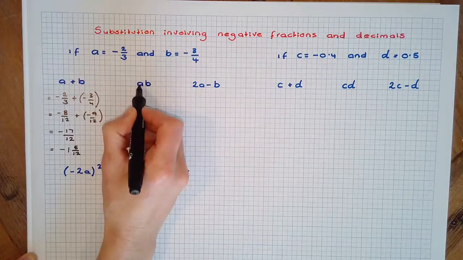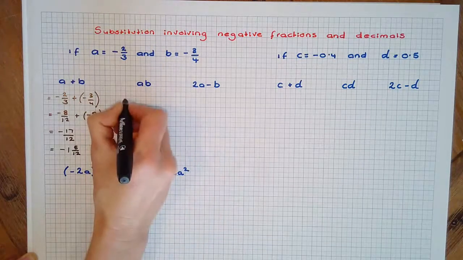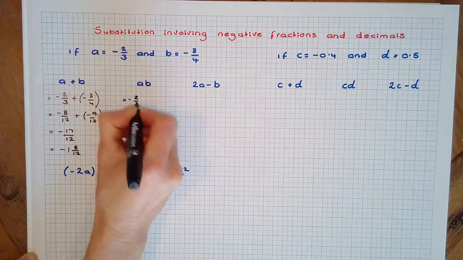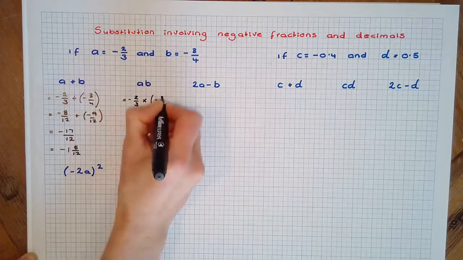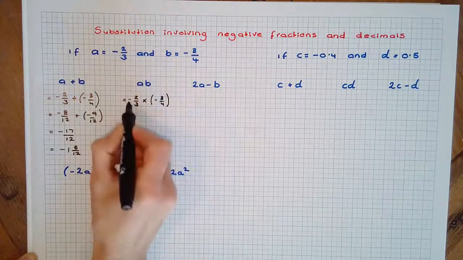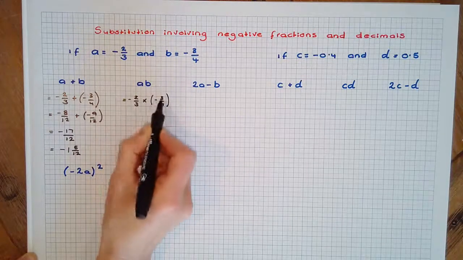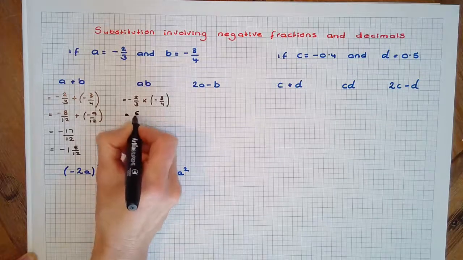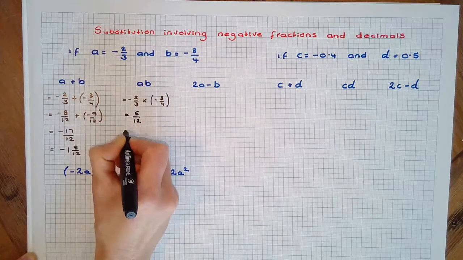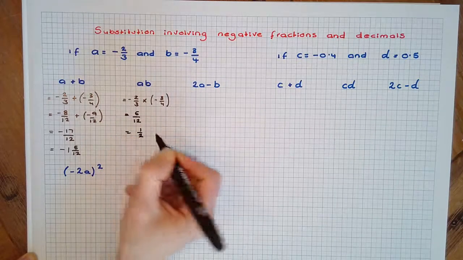Let's now find ab. Recall that this means a times b in algebra. That is negative 2/3 times negative 3/4. A negative times a negative is a positive. Here I won't bother cancelling. 2 times 3, 6 over 3 times 4, 12, which simplifies to positive 1/2.